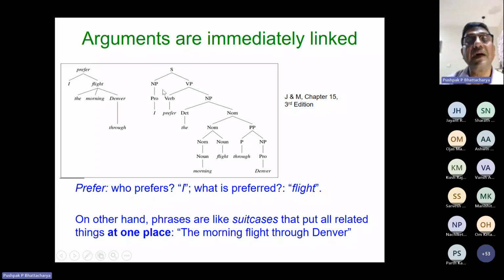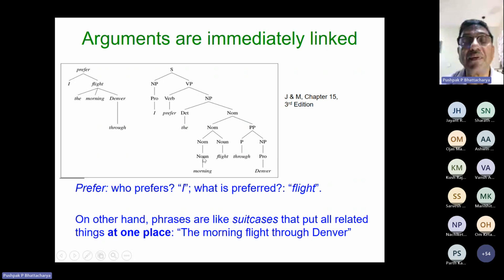So this is a very, very compact representation of the meaning. On the other hand, look at the constituency parse tree. S goes to NP, NP goes to pronoun, pronoun goes to I, VP goes to verb and NP, verb is prefer. Then there is a full noun phrase, the morning flight through Denver. That noun phrase has a determiner and Nom. Nom means a nominal. Nominal means a noun, essentially. So nominal goes to nominal and preposition phrase. And this nominal again goes to a nominal and a noun. Nominal goes to noun, morning flight.